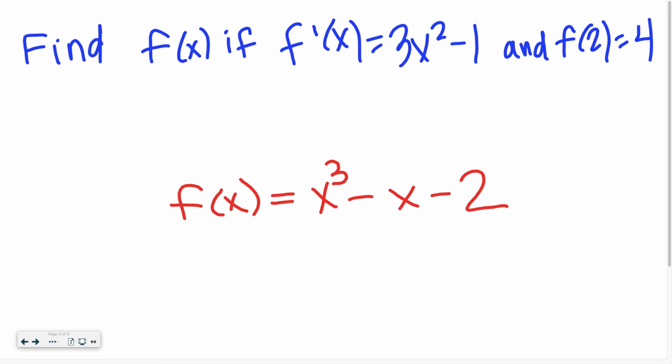Okay, assume your positions. On your marks. Get set. Go.